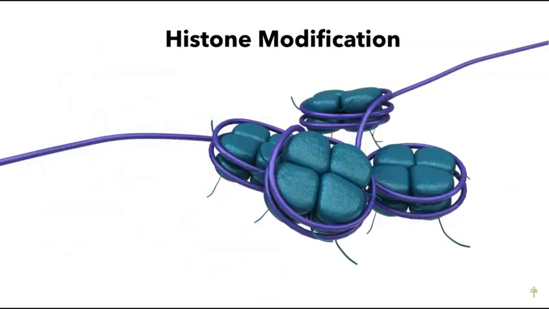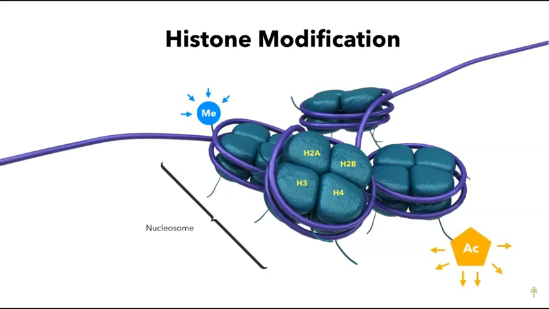The basic repeating unit of chromatin is the nucleosome, in which 146 base pairs of DNA wraps around an octamer of core histones, consisting of pairs of H3, H4, H2A, and H2B. N-terminal tails of histones protrude out of the nucleosome and are subject to a variety of post-translational modifications such as acetylation, phosphorylation, ubiquitination, and lysine and arginine methylation.